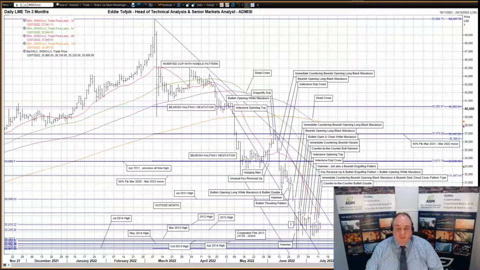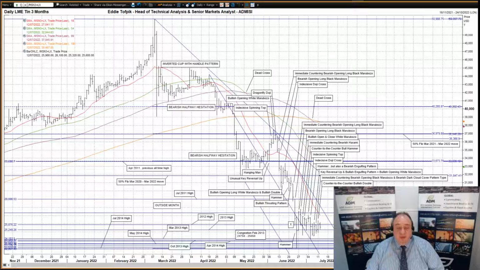LME 3-month tin. The reactionary rise through May and into early June was muted. Prices managed to break the then March to date downtrend, but then failed to exploit the break. And by mid-June, we had the consequences.